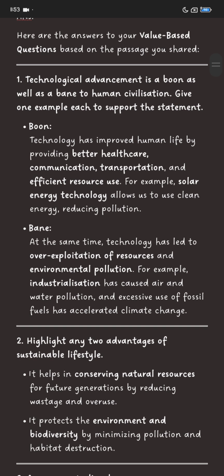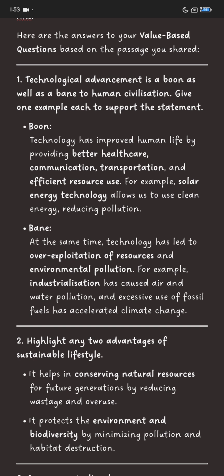Technological advancement is a boon as well as a bane to human civilization. Give one example each to support the statement. Boon. Technology has improved human life by providing better healthcare, communication, transportation, and efficient resource use. For example, solar energy technology allows us to use clean energy, reducing pollution.